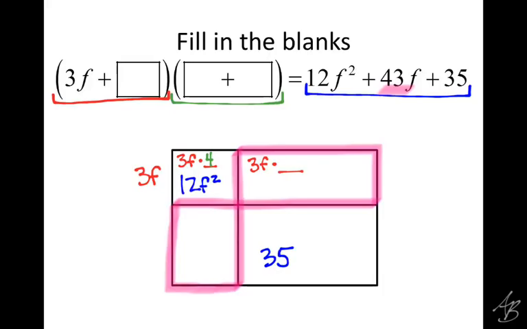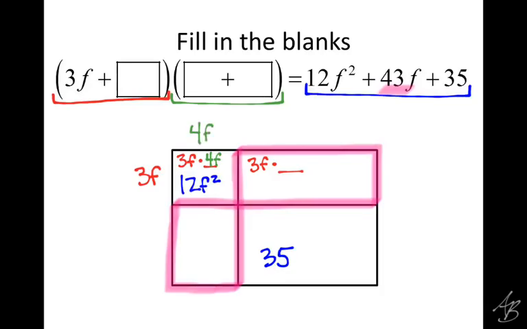12f squared divided by 3f gives us 4f. All right, so that gives me the width of that rectangle. Again, anytime I know two things about the rectangle, I can figure out the third. And since the width of this rectangle is 4f, where can I label that? Up on top. So this is going to be 4f.